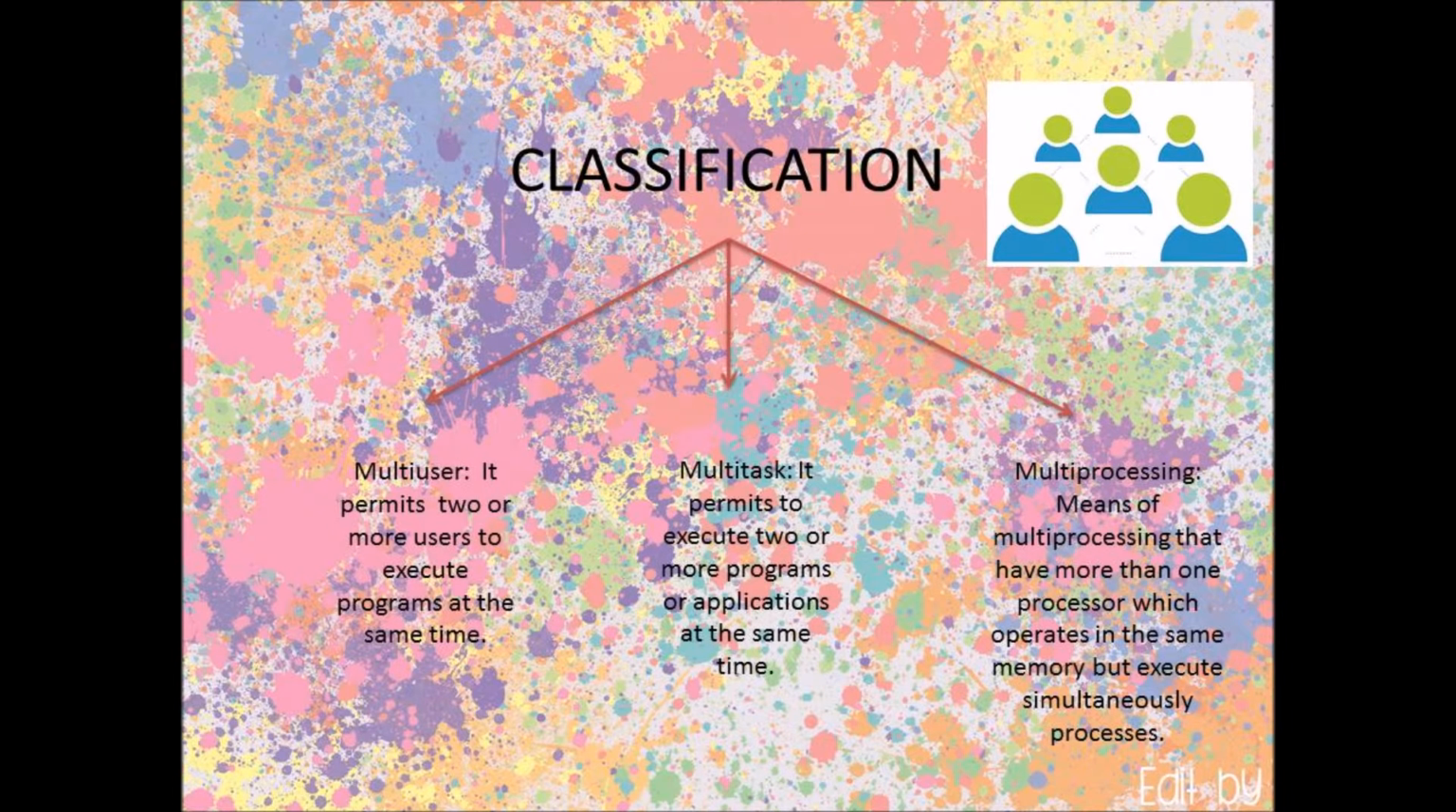The classification of the operative system are: multi-user, it permits two or more users to execute programs at the same time. Multitask, it permits to execute two or more programs or applications at the same time. Multiprocessing, meaning that they have more than one processor which operates in the same memory but executes processes simultaneously.